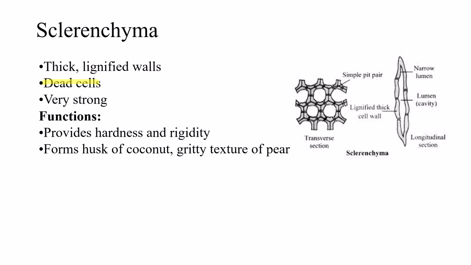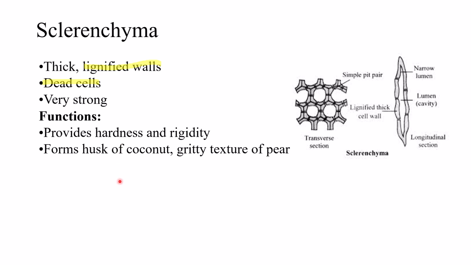They have thick and lignified walls. Lignin is deposited, and they are very strong. Functions: provide hardness and rigidity, forms husk of coconut, gritty texture of pear. Here we see that husk of coconut is also hard, and gritty texture of pear. What does gritty mean? Gritty means hard texture of pear. Okay, so this tells us sclerenchyma is a hard tissue.